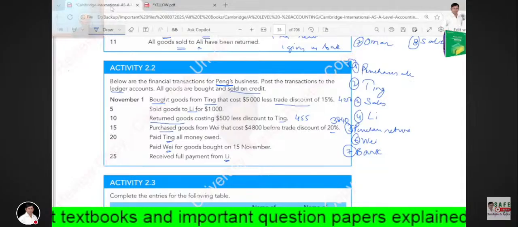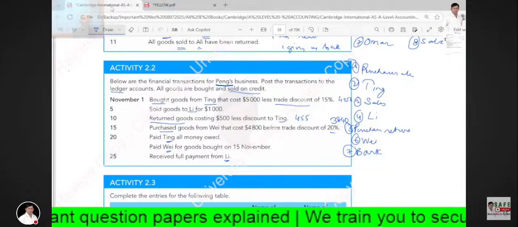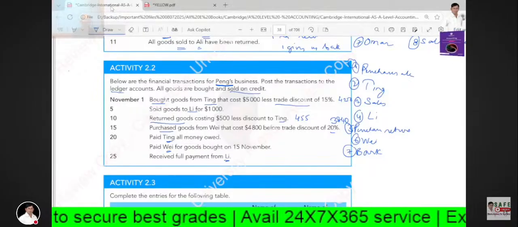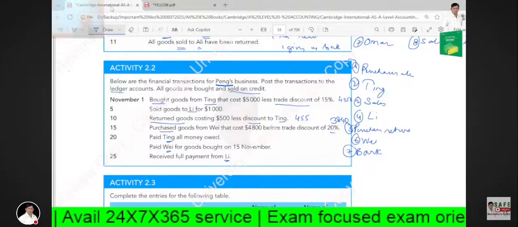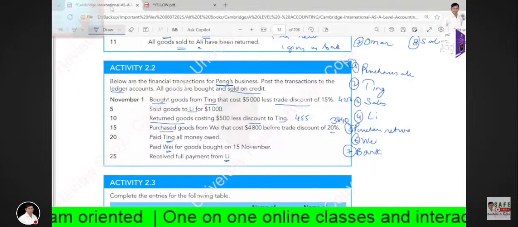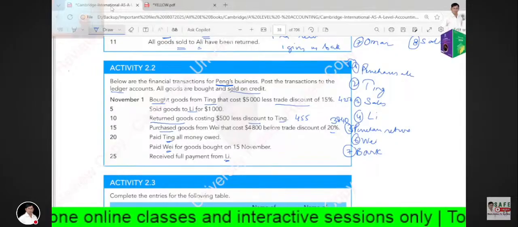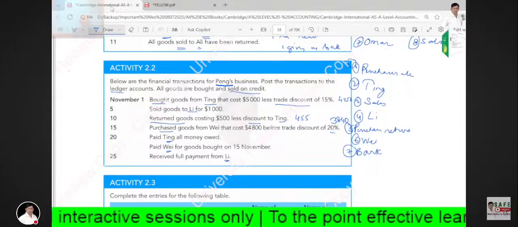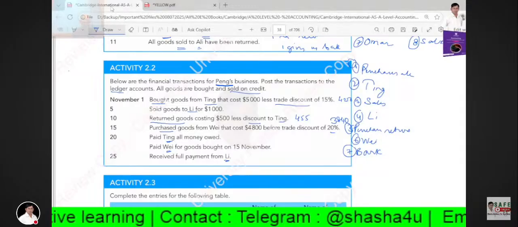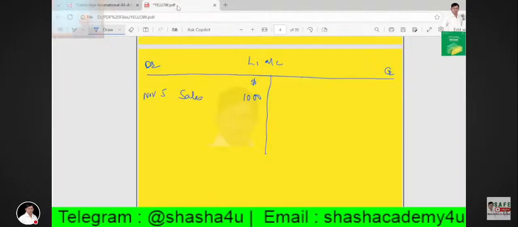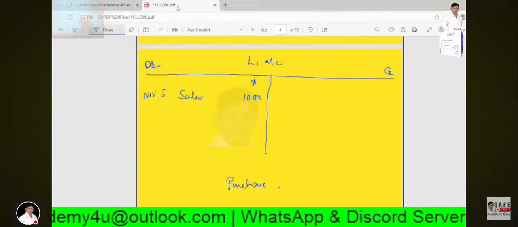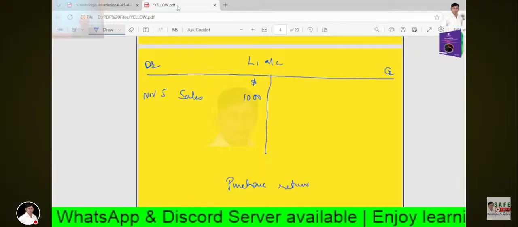Next. Return goods costing 500 less discount to Tinge. So we are returning the goods worth 500, but after discount it is 455. Return goods means these are purchase returns. Tinge account is already there. Purchase returns, Tinge. So purchase returns account.